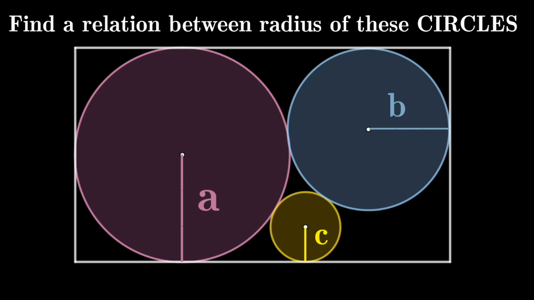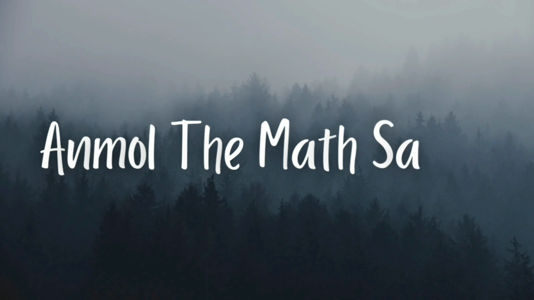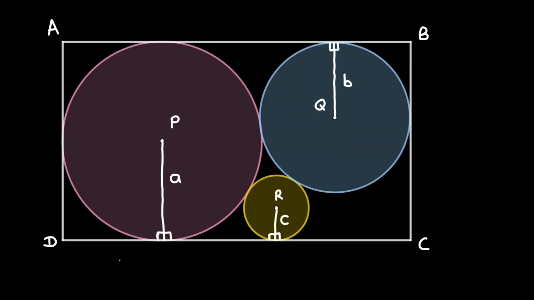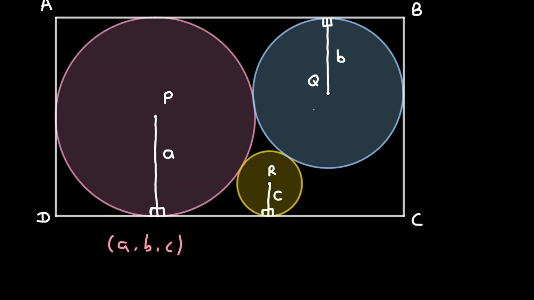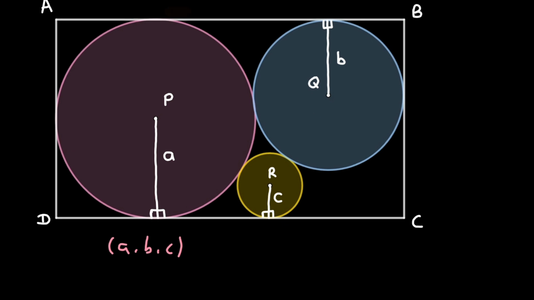How can we solve this problem? First of all, we can see that the radii of these three circles are given as A, B and C. Therefore, as per the question, we have to find a relation between A, B and C. Now to get the required relation, we can take help of two things. The first thing is the data given about the tangent points, and the second thing is the arrangement of this diagram. So first of all, we'll see the data related to the tangent points.